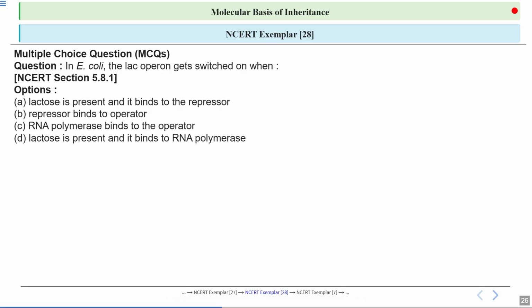Next question, in E. coli, the lac operon gets switched on when? The options are: A, when lactose is present and it binds to the repressor. Option number B, repressor binds to operator. Option number C, RNA polymerase binds to operator. And D, lactose is present and it binds to RNA polymerase. What is the correct answer?